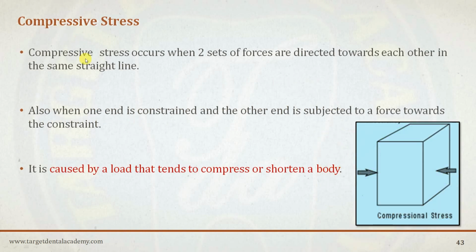Coming on to the compressive strength, this is the stress that occurs when two sets of forces are directed towards each other in the same straight line, caused by a load that tends to compress or shorten the body. In tensile strength, you apply the force from this direction and from this direction, and you elongate or stretch the body. In this, you shorten or compress the body, because you are applying the force one from this side and one from this side. You get compressive force. You compress the material and simultaneously it gets shortened also.